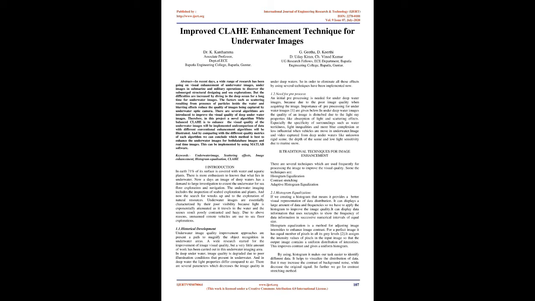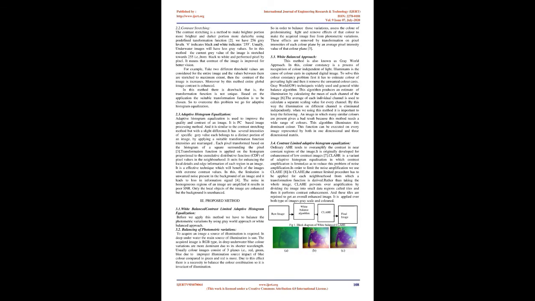2. Traditional techniques for image enhancement. There are several techniques which are used frequently for processing images to improve the visual quality. Some of the techniques are histogram equalization, contrast stretching, and adaptive histogram equalization. 2.1. Histogram equalization. Creating a histogram provides a better visual representation of data distribution. It can display a large amount of data and frequency, so we apply the histogram to improve the image quality. It uses rectangles to show the frequency of data in successive numerical intervals of equal size. Histogram equalization is a method for adjusting image intensities to enhance image contrast.